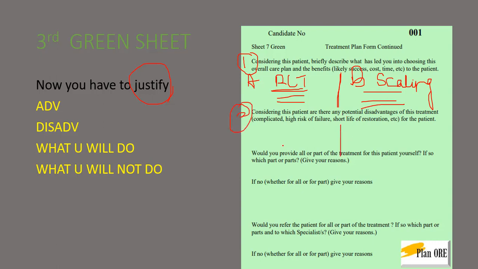The second question talks about the disadvantages and you will list them again. The disadvantages of root canal and the disadvantages of scaling. The third question is whether you would do the treatment and if yes, what part and why. So you will write that yes, I will be doing the root canal treatment and the scaling as it is within the scope of GTP.